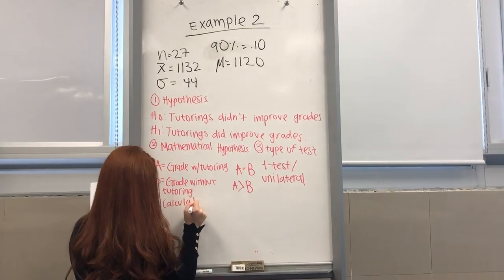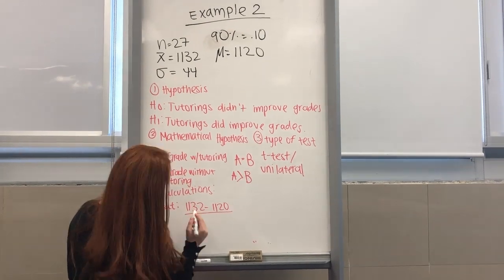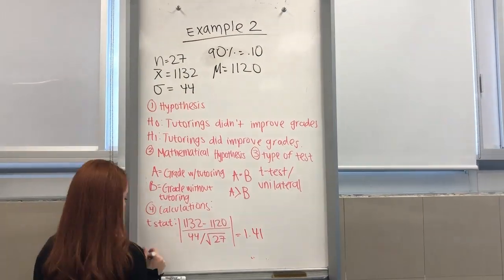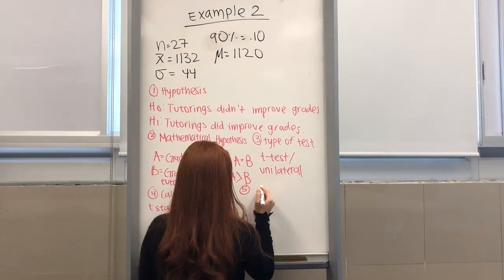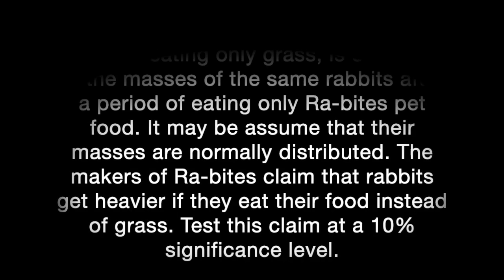Next, we do the calculations putting our numbers into the formula. Then we look for the significance number inside the T-table. We can see that the number in the stat is larger than the one from the table. Therefore, H0 is rejected.